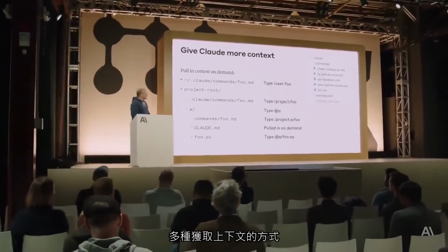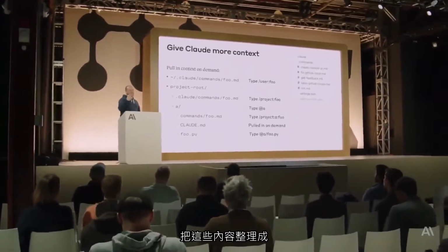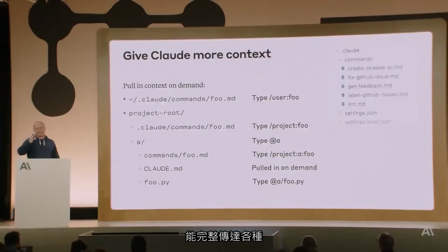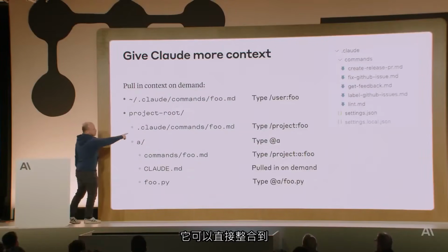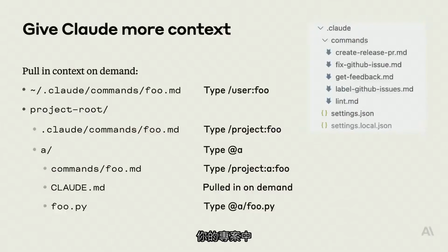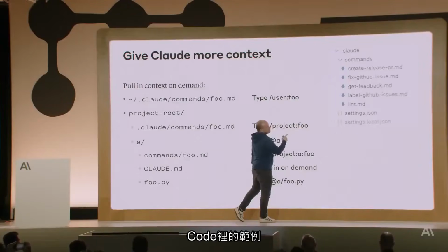There's a ton of ways to pull in context. I actually had a lot of trouble putting this slide together just to communicate the breadth of ways you can do this. But Claude.md is pulled in automatically. You can also use slash commands. So this is .claude/commands, and this can be in your home directory, or it can be checked into your project. And this is for slash commands. And over here, we have a few examples of the slash commands that we have in Claude Code itself.